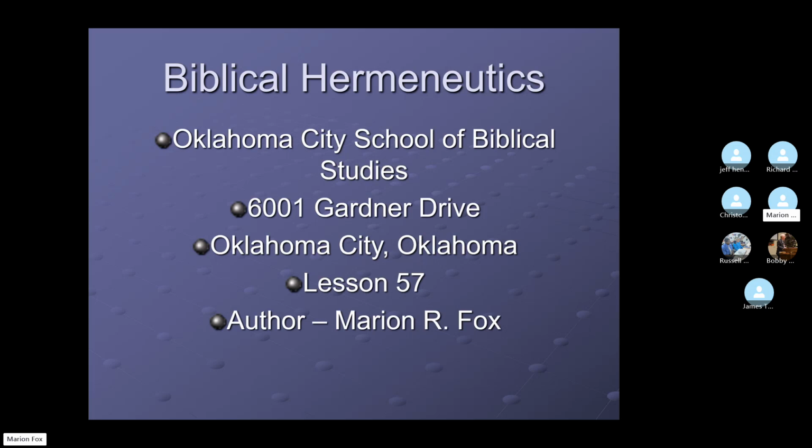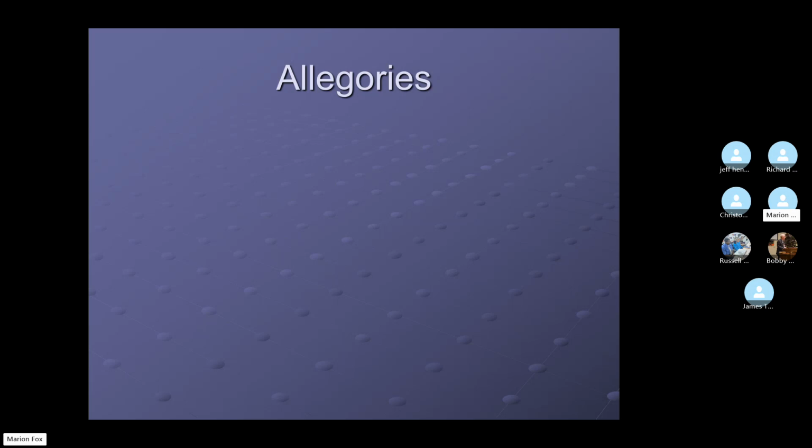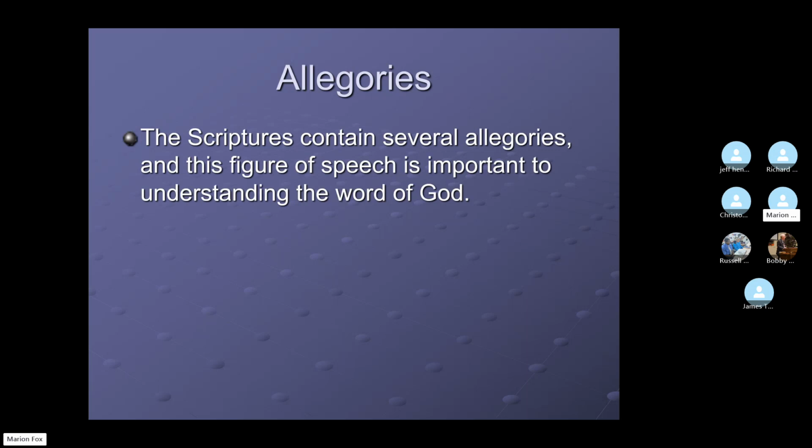Okay. All right. We're on lesson 57 in biblical hermeneutics, and we'll have about 70 lessons altogether. And we're pretty close to the end. I want to add 2 or 3 more lessons on to your notes. In allegories in this class this evening, and the scriptures contain several allegories. And this figure of speech is important in understanding the scriptures, the Word of God, because if you don't understand them, then you'll read it and you won't figure out what's being said, what's being taught, what the point is.